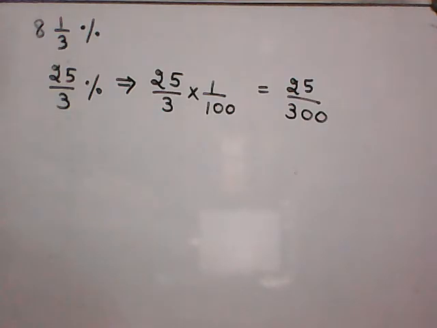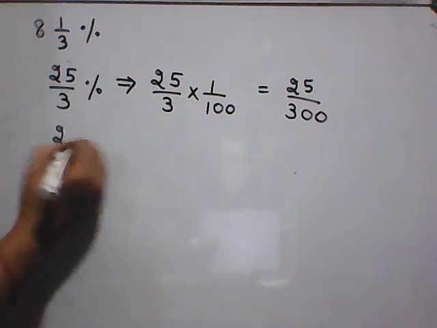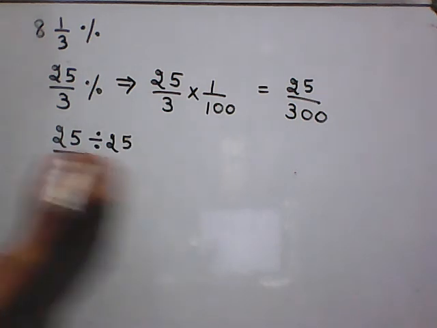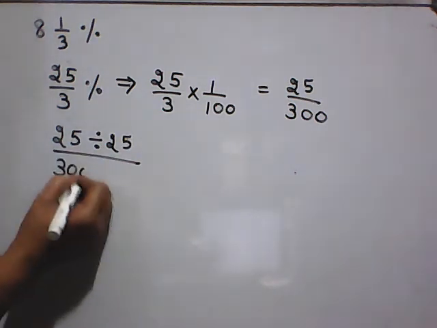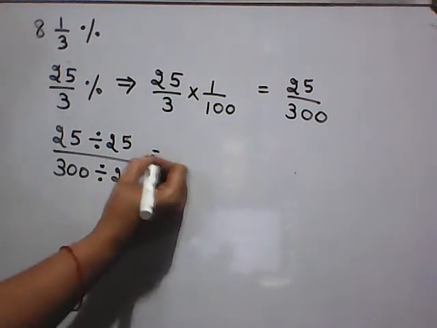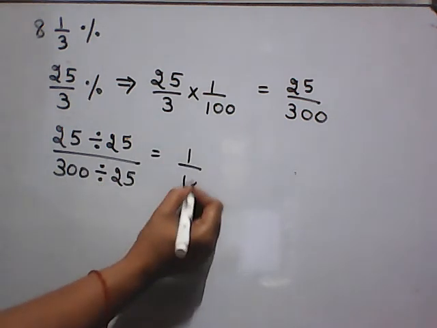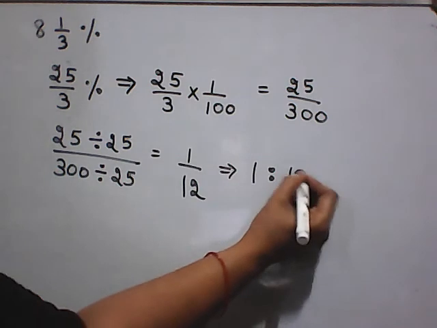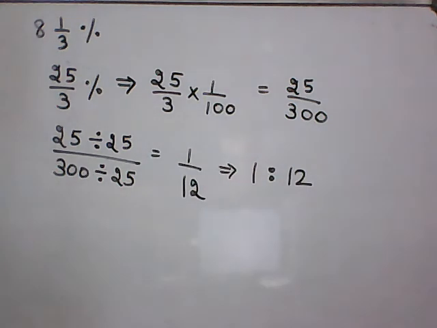What is the HCF of 25 and 300? 25. Now divide the numerator and the denominator by their HCF, that is 25. 25 divided by 25, 300 divided by 25. It is 1 by 12. So this fraction can be written as a ratio as 1 ratio 12. In this way, you can convert percentage to ratios.